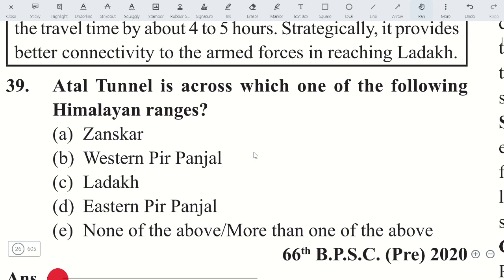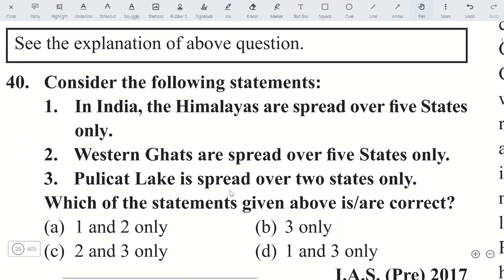Atal Tunnel is across which of the following Himalayan ranges? Actually, it is in the Pir Panjal, the eastern part of Pir Panjal. Next question. Consider the following statements.